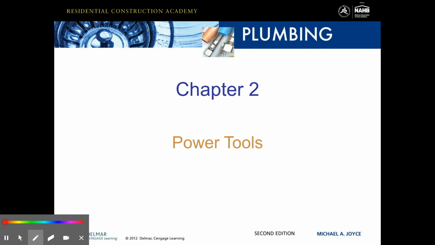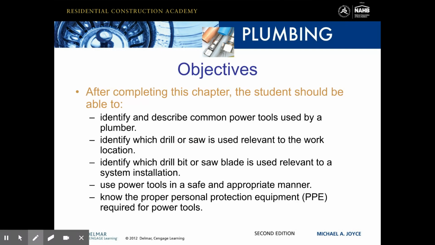Today we're going over Chapter 2, Power Tools. After completing this chapter, you should be able to do the following. Identify and describe common power tools used by a plumber. Identify which drill or saw is used relevant to the work location. Identify which drill bit or saw blade is used relevant to a system installation. Use power tools in a safe and appropriate manner. And know the proper personal protection equipment required for power tools.